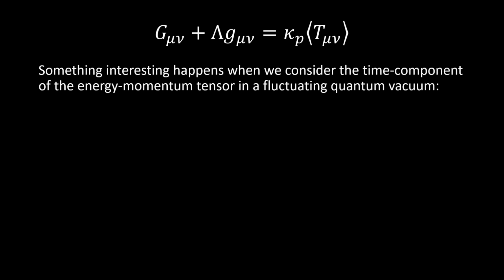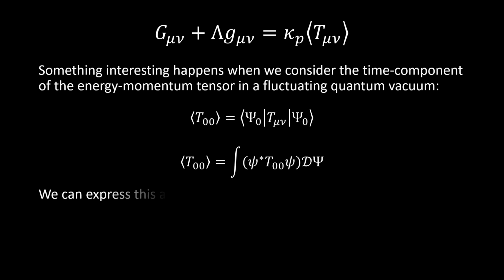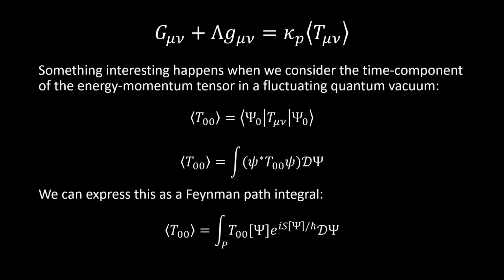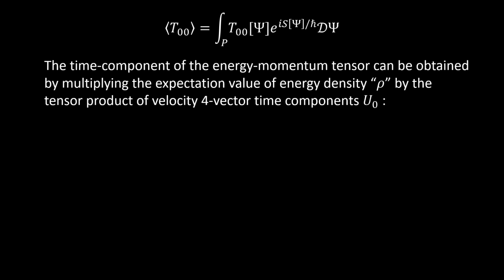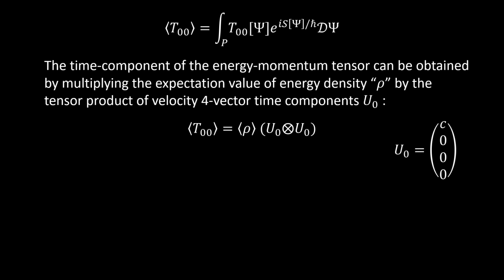Something interesting happens when we consider the time component of the energy-momentum tensor in a fluctuating quantum vacuum. We can expand this as an integral. And then we can even write this as a Feynman path integral. The time component of the energy momentum tensor can be attained by multiplying the expectation value of energy density ρ by the tensor product of velocity 4 vector time components u sub 0, or u naught. And u naught is just the time component of the 4 vector, which is the speed of light in this case.